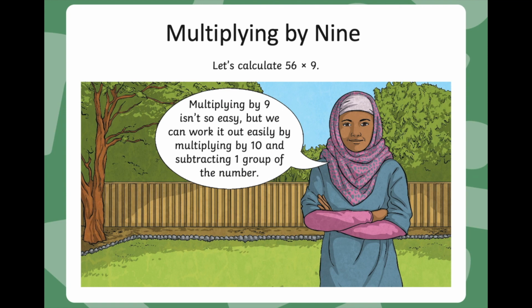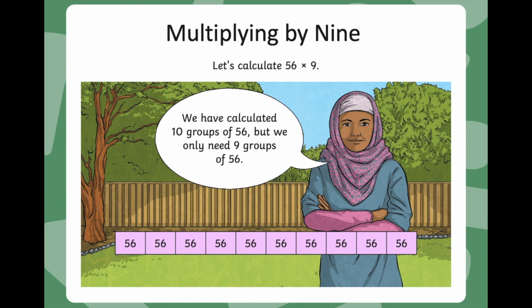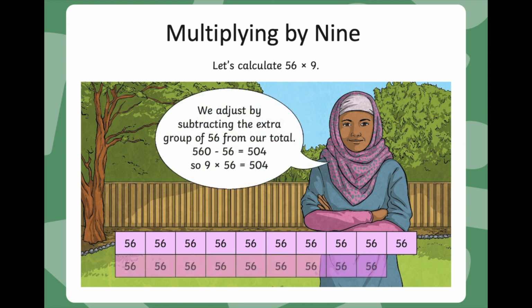Multiplying by 9 isn't so easy, but we can work it out easily by multiplying it by 10 and subtracting one group of the number. We have calculated 10 groups of 56, but we only need 9 groups of 56. We adjust by subtracting the extra group of 56 from our total. 560 take away 56 equals 504, so 9 times 56 equals 504.